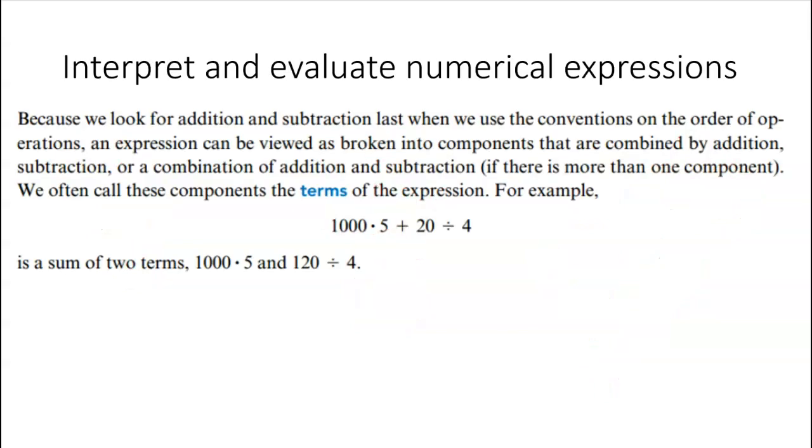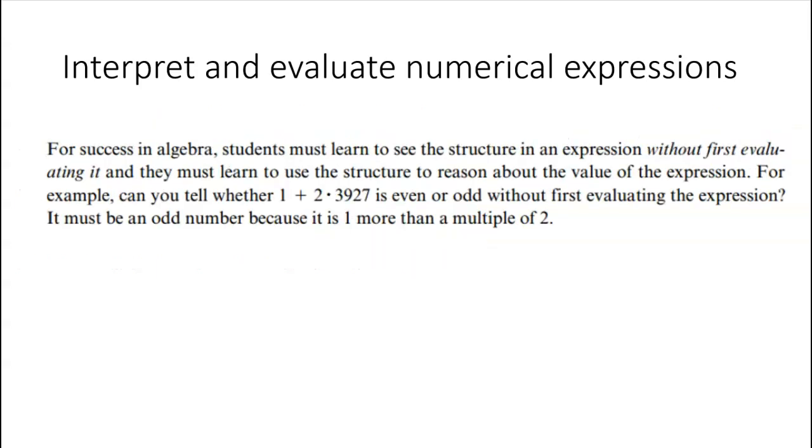So how do we interpret and evaluate numerical expressions? We're going to break them down. We're looking for addition and subtraction, those are last in the order of operations. So we're looking to break them into components combined by addition, subtraction, or both. When we look at this complicated expression here, we have addition breaking this up into two terms: 1,000 times 5 and 20 divided by 4.